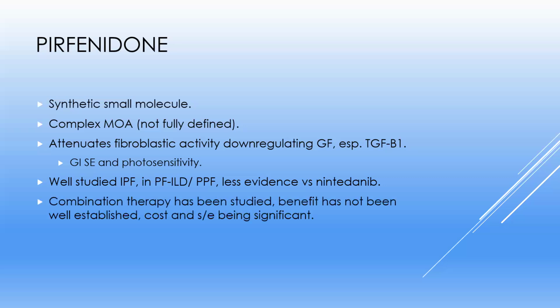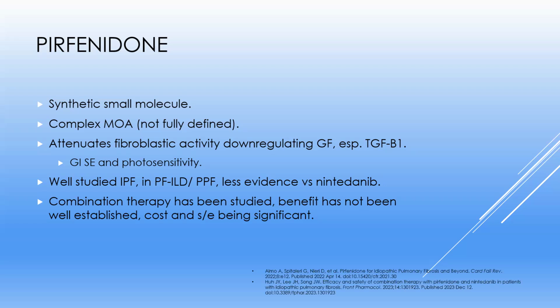Interestingly enough, some centers have tried combination therapy, but the benefit was not well established, with cost and side effects limiting its use. The last point I didn't include is which one is better. A lot of studies are looking at this, but it's usually post-hoc analysis. Some trials suggested there was no difference. Some trials suggested nintedanib had a slightly decreased FVC decline at a year compared to pirfenidone.